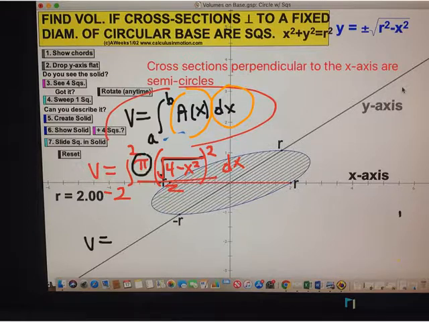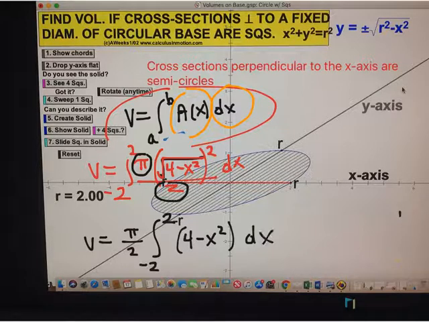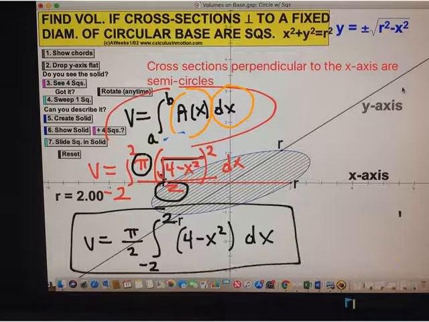Pi is a constant with respect to x, so is 1/2. So you can factor out the constant factor of pi over 2. So we can factor it out of the integral, and then the limits of integration are from -2 to +2. So what are we left with in the integrand? The square root of 4 minus x squared, squared. So when you square, it will undo the square root, and you're going to have 4 minus x squared for the integrand, and you're integrating with respect to x. So this is going to be how you find the volume for our solid with cross sections perpendicular to the x-axis being semicircles.